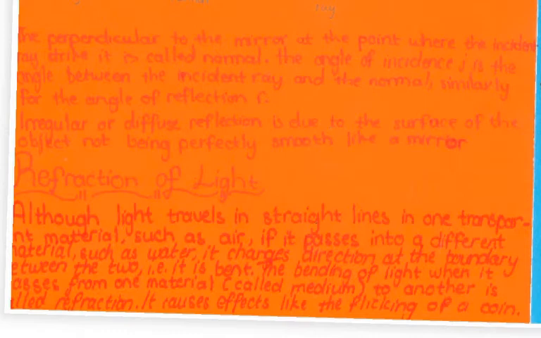Refraction of light. Although light travels in straight lines in one transparent material, such as air, if it passes into a different material, such as water, it changes direction at the boundary between the two, i.e., it is bent. The bending of light when it passes from one material, called a medium, to another is called refraction. It causes effects like the flicking of a coin.